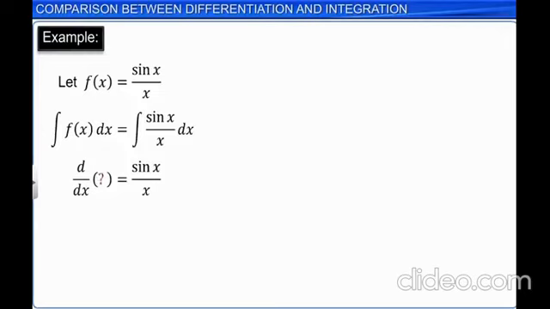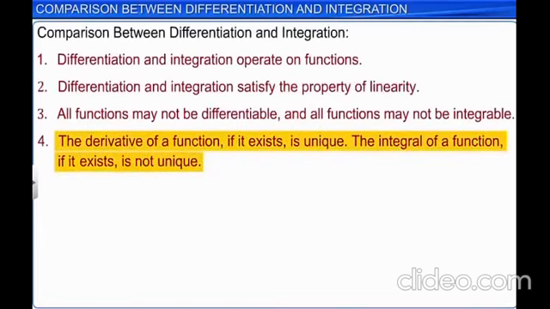Next, we will discuss the difference between differentiation and integration. The derivative of a function, if it exists, is unique. On the other hand, if the integral of a function exists, then it is not unique. Any two integrals of a function differ by a constant.